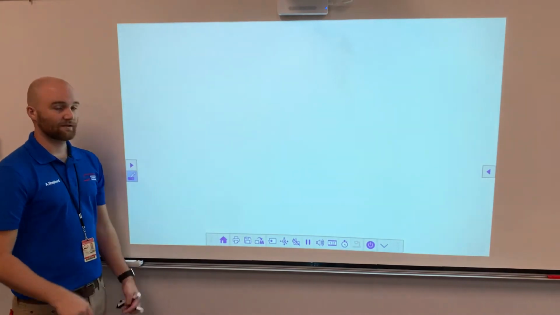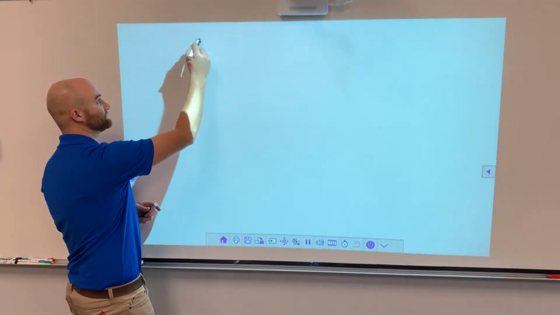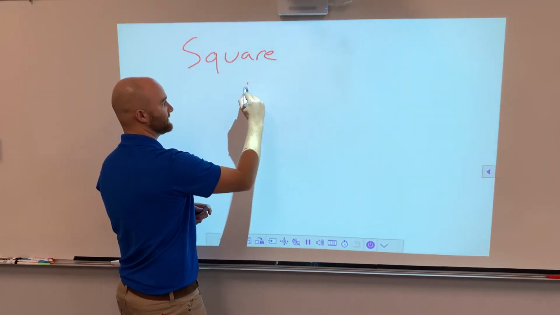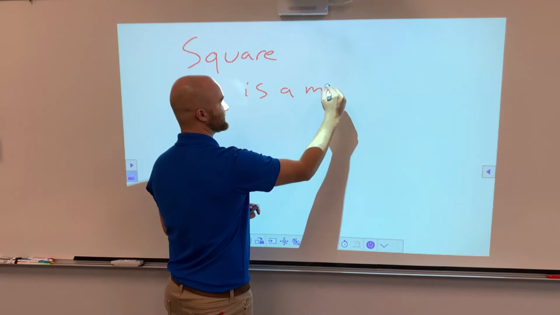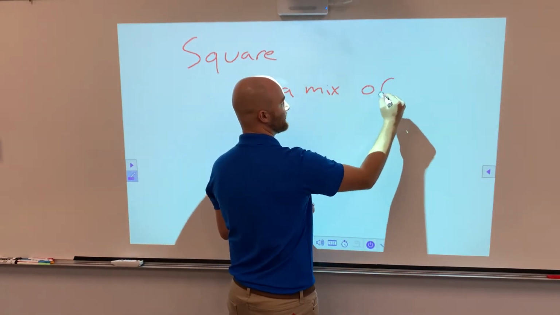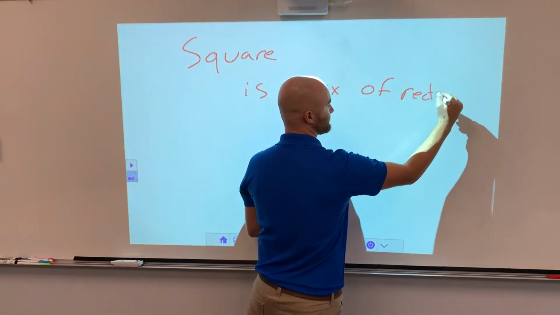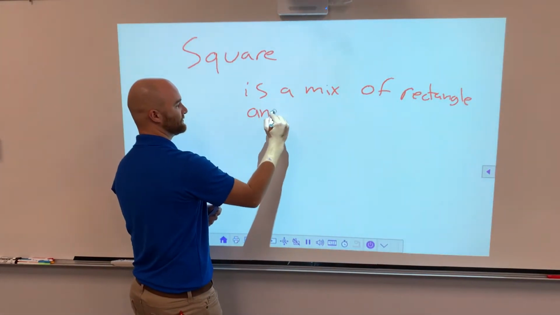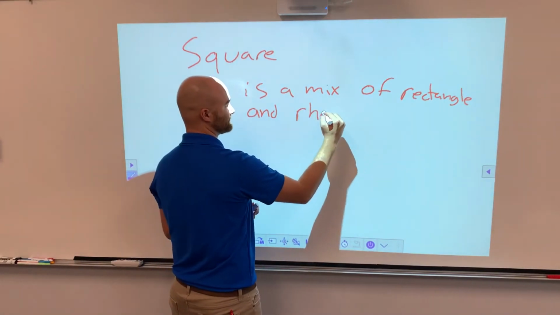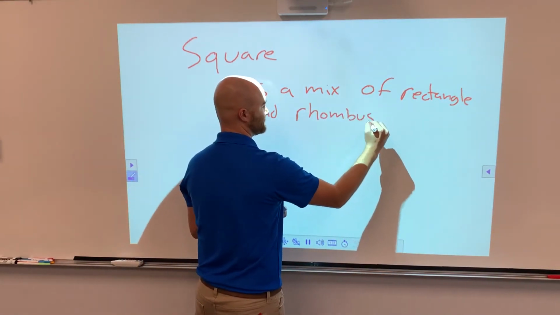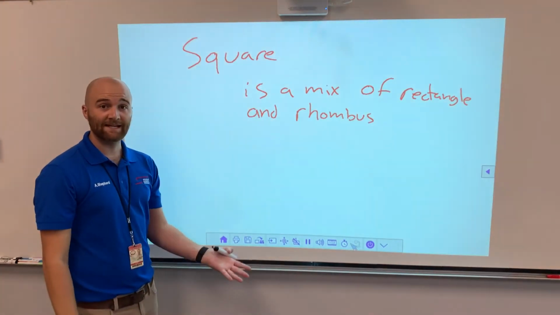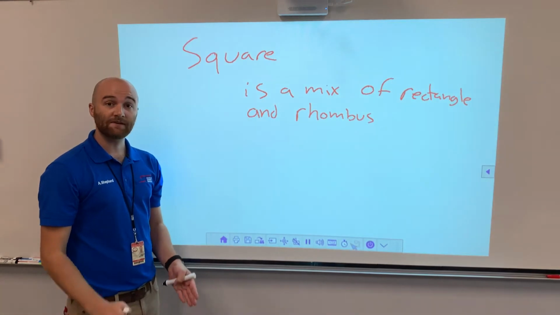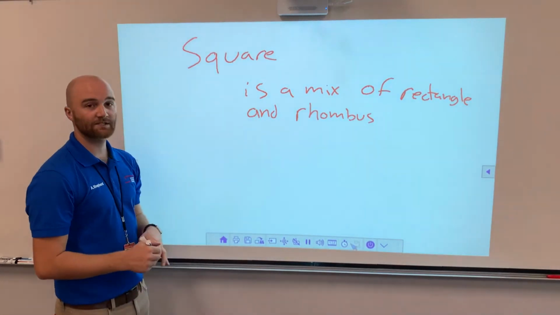The next one is tricky because it's a square. A square is a mix of rectangle and rhombus. Just because something is a rectangle doesn't mean it can't be a rhombus. Just because something is a rhombus doesn't mean it can't be a rectangle. If it's both of them, we call it a square.